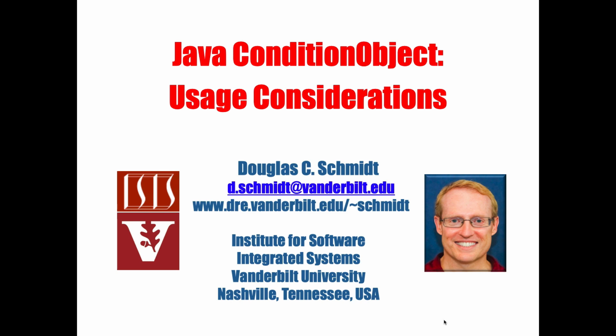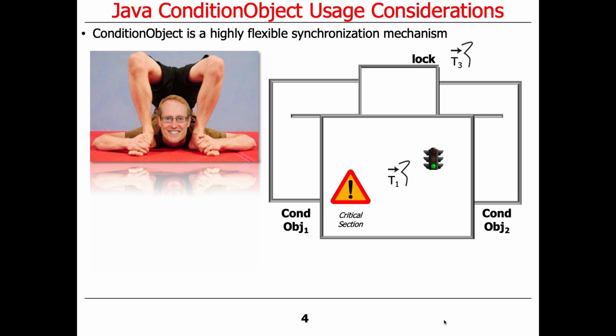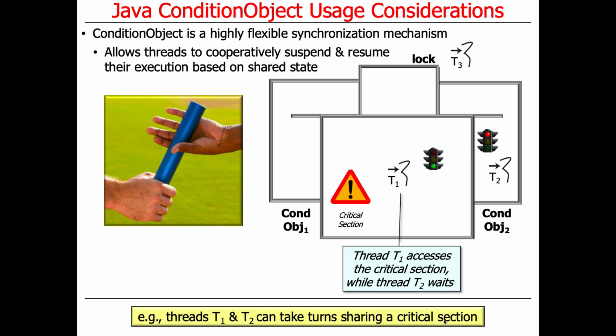So we're going to talk about usage considerations for Java ConditionObject. As we saw when we went through ConditionObject, it had very flexible synchronization mechanisms. It allowed threads to coordinate their interactions to suspend and resume execution based on shared state, allowing threads to take turns sharing a critical section.